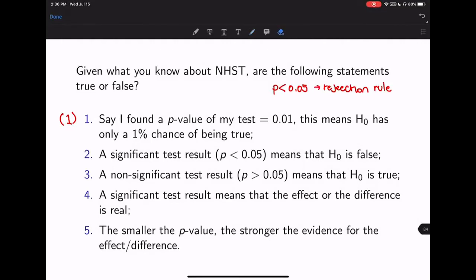Number two, who thinks it's true? Can you please raise your hand? 1, 2, 3. Okay. Number 3. Raise your hand if you think number 3 is true. 1, 2, 3, 4. Okay, let's say 4.